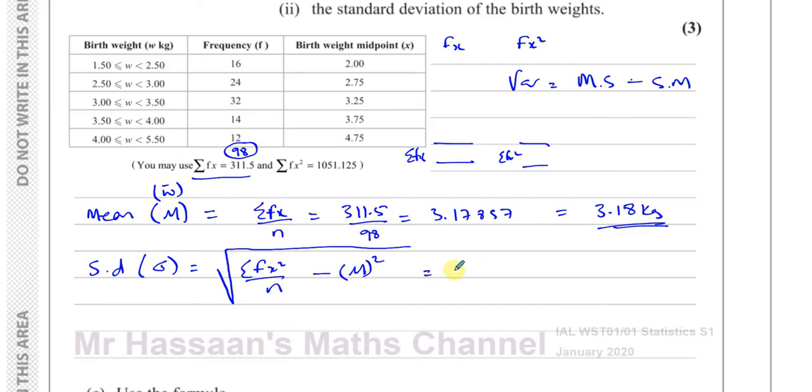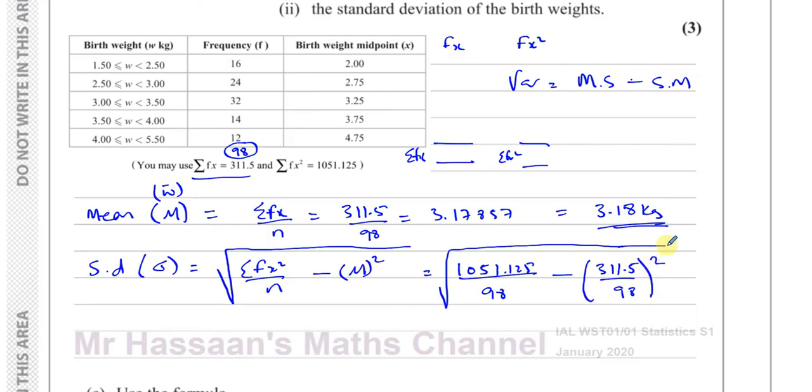So you're going to have the sum of fx squared, which is 1501.125, divided by the number of entries, minus the square of the mean, and the standard deviation is the square root of all this. Now I'm not going to use this rounded value. I'm going to use the fraction that I had in the beginning before I rounded the answer, so I'll use 311.5 over 98 squared. That's going to give me a more exact value than using the rounded mean, so I won't put 3.18 squared. I'll use the fraction I used to get that answer before I rounded it, and that will give me a more accurate value of the standard deviation.